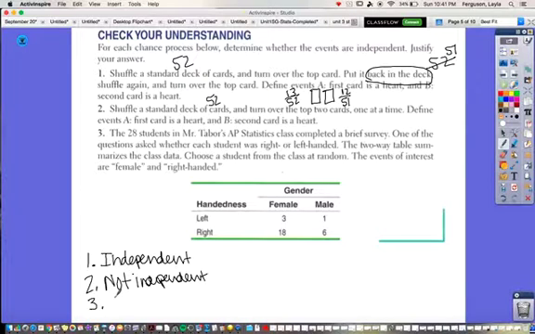3. The 28 students in Mr. Tabor's AP Statistics class completed a brief survey. One of the questions asked whether each student was right or left-handed. The two-way table summarizes the class data. Choose a student from the class at random. The events of interest are female and right-handed.